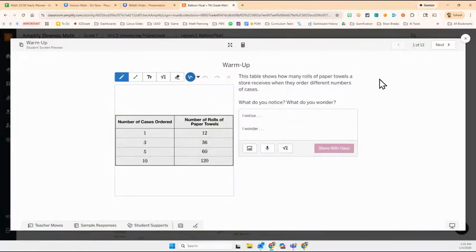This table shows how many rolls of paper towels a store receives when they order different numbers of cases. What do you notice? What do you wonder? Go ahead and pause the video. What I want you to do is copy and paste this into your PlayPosit. You'll be getting a completion grade for today's PlayPosit. So I want you to just copy and paste what you have typed here and type that into your PlayPosit.